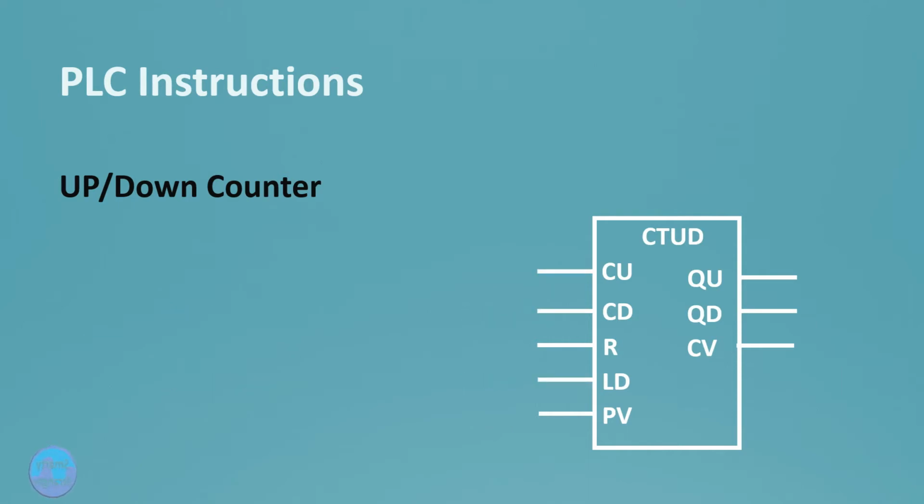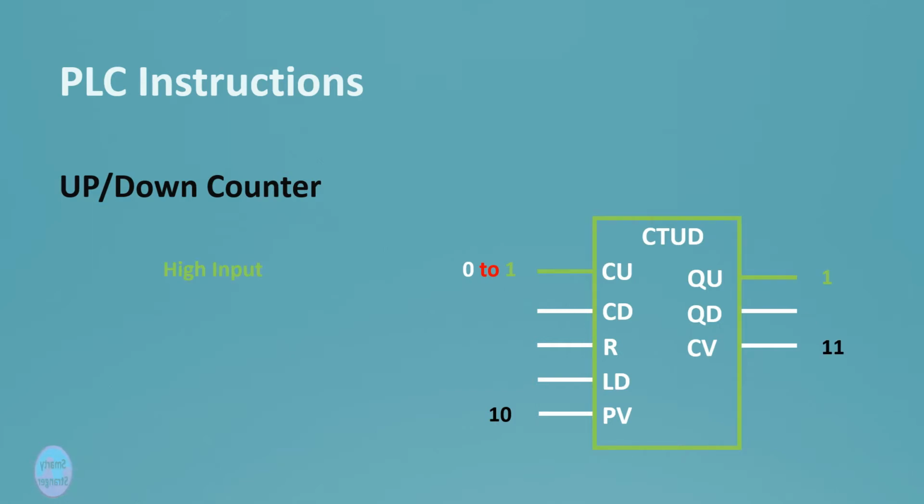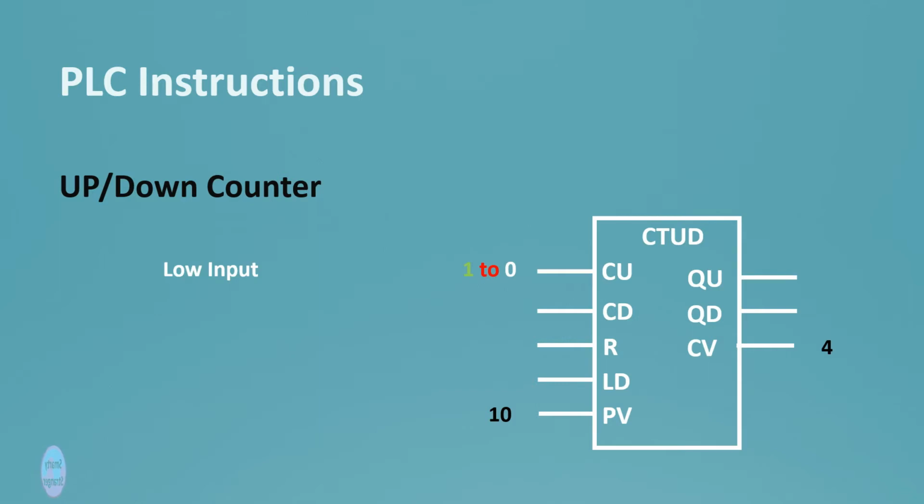We can take the status of the up counter at the QU output. If the current counter value is greater than or equal to the value of the PV parameter, the QU output is set to signal state 1. In all other cases, the QU output has signal state 0.